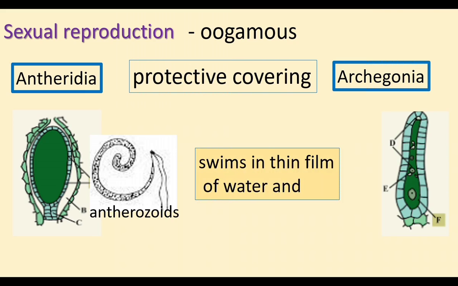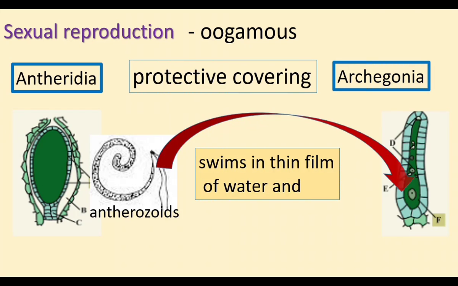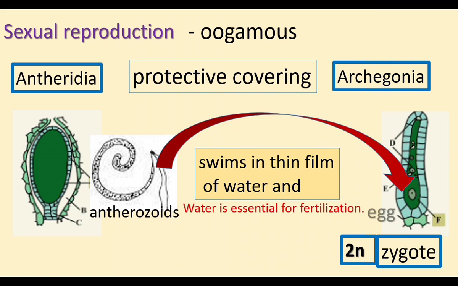Antherozoids swim in a thin film of water found on the surface of the thallus, reach the archegonium and fertilize the egg. So fertilization needs water. The fertilized egg is called a zygote. It is diploid.